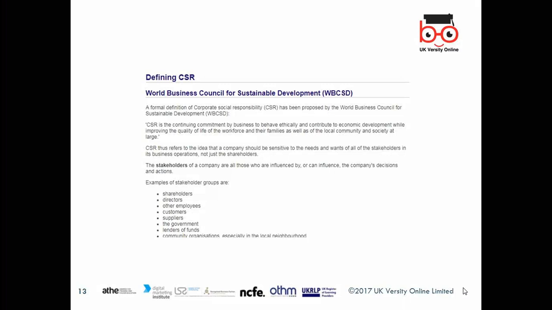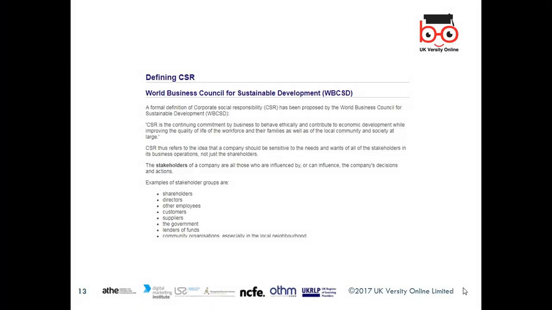So, define CSR. The World Business Council for Sustainable Development, WBCSD, has proposed a formal definition of corporate responsibility. CSR is a continuous commitment by the business to behave ethically and contribute to economic development, improving the quality of life of the workforce and their families, as well as the local community and society at large.